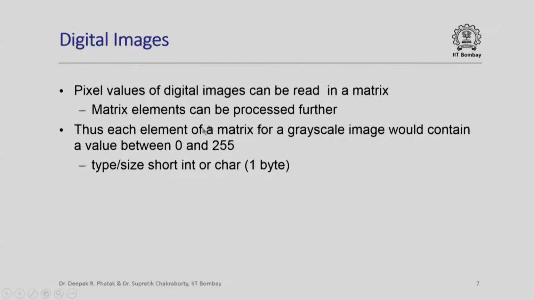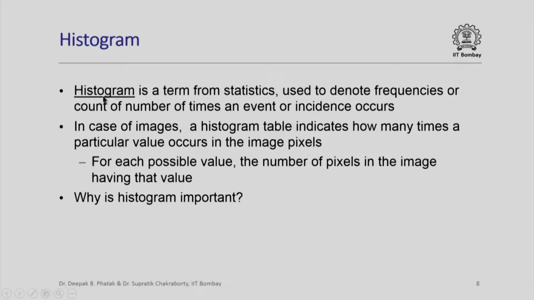We now assume that we can read all the pixel values into a matrix and see how they can be processed. First, we introduce the term histogram. This is another statistical term which is used to denote the frequencies or count of number of times an event or incidence occurs. In case of digital images, a histogram table simply indicates how many times a particular value occurs in the image pixels. So, for each possible value, the number of pixels in the image having that value is the entry into the histogram table. Why is histogram important? Let us look at an example.